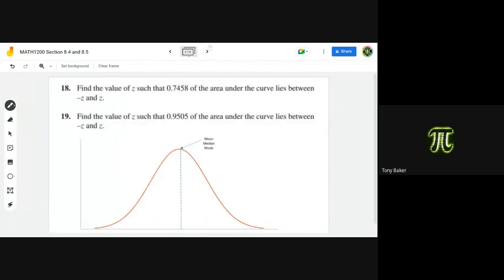All right. The other type of problem is the other direction. So for this one, it says find the value of z such that 0.7458 of the area lies under the curve between negative z and z. This is the same as C for the other problem.